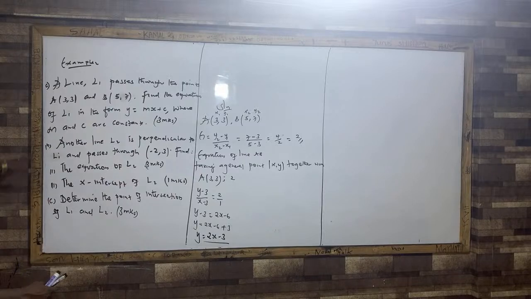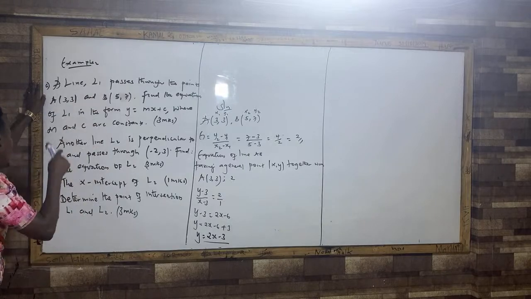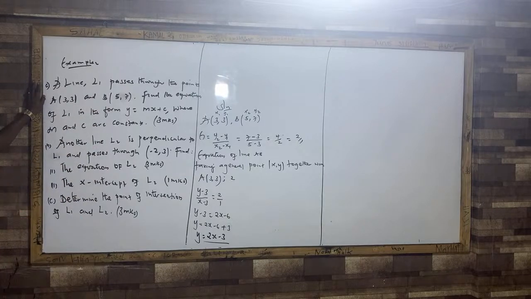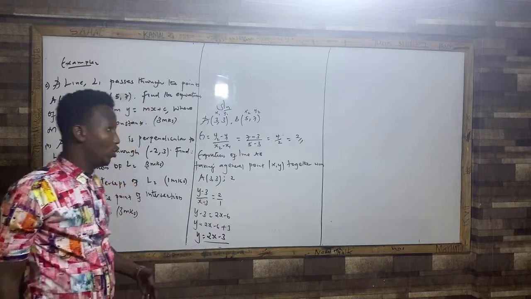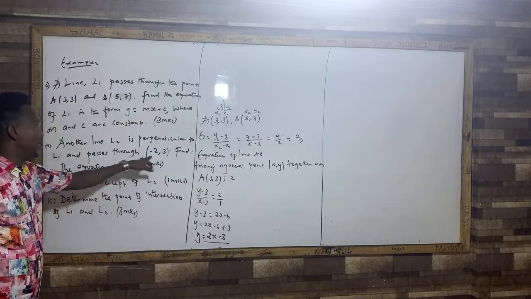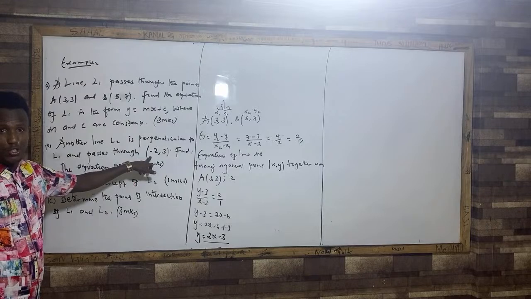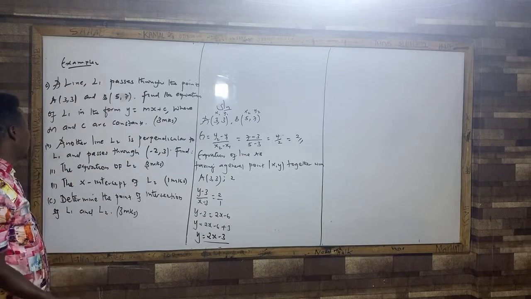Then we proceed ahead. Let's see this one. Another line L2 is perpendicular to L1 and passes through this point. So L1 and L2 are perpendicular, meaning we can get the gradient of L2. And the good news with this question is that we are given one point, which is for L2. So you can get the equation of L2.